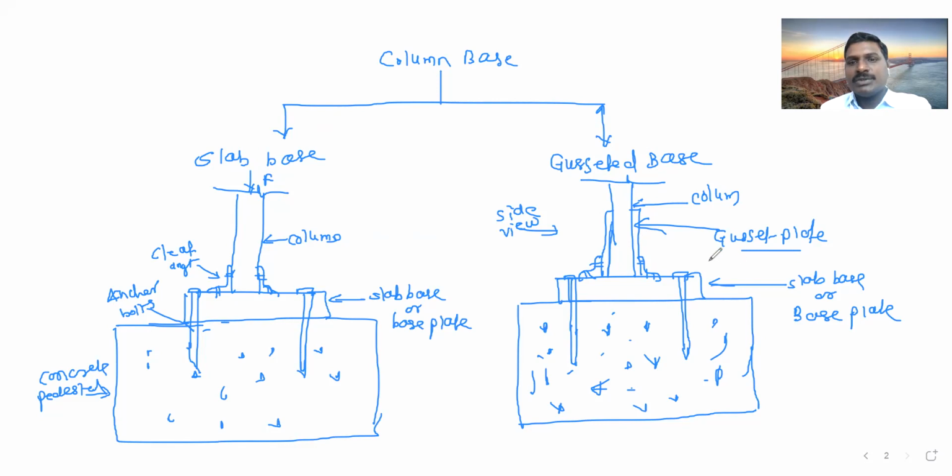We have provided this to avoid tilting of the column when the column is connected with the base plate. After these plates are connected, tilting of the column is avoided, either on this side or this side. So these are the two types of column base. We will design both in this chapter, first the slab base and then the gusseted base.